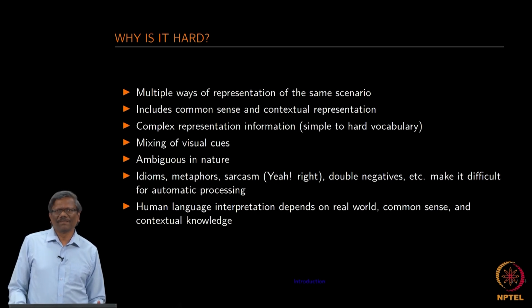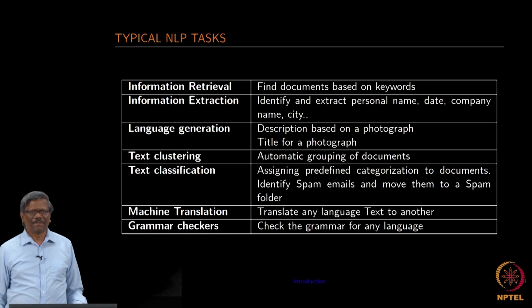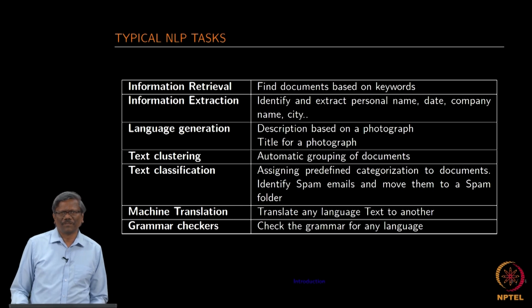So if you are able to really represent what we do using our language in an algorithmic fashion, then it's going to be easy for us to make the machine do what we do automatically. So what are the typical tasks that we perform? I'm sure you all know about this because we have been using search engines right from the time we started using our mobile phones or computers, right. Information retrieval, find the document that we are looking for based on certain keywords.